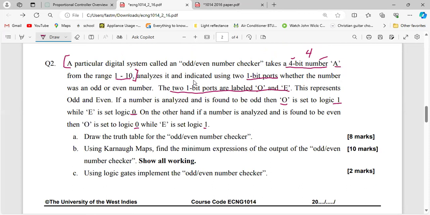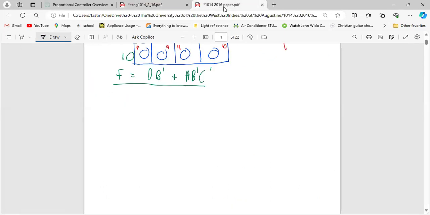All right, it analyzes and indicates using two 1-bit ports whether the number was odd or even. All right, the two 1-bit ports are labeled O and E. Right, this represents odd and even. If a number is analyzed and is found to be odd, O is set to be 1 and E is set to be 0. Okay, so that's how you go, right?